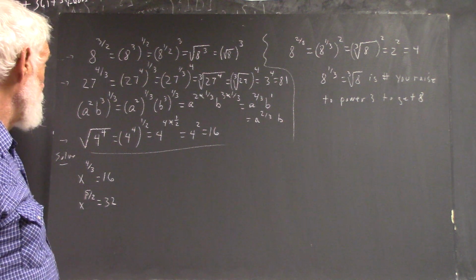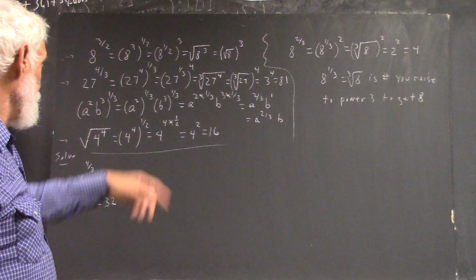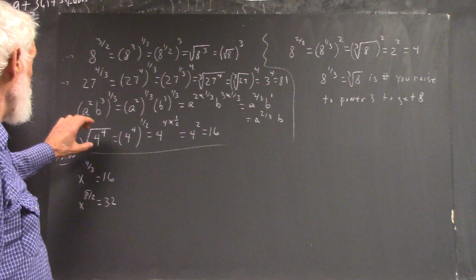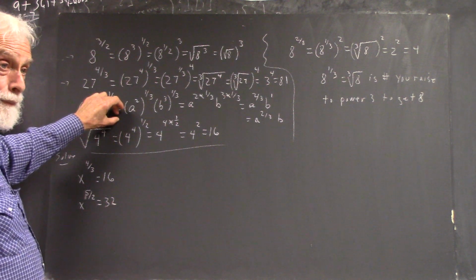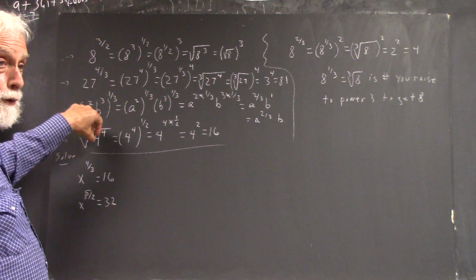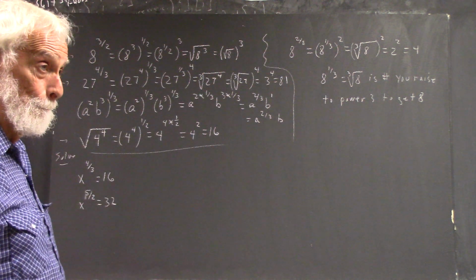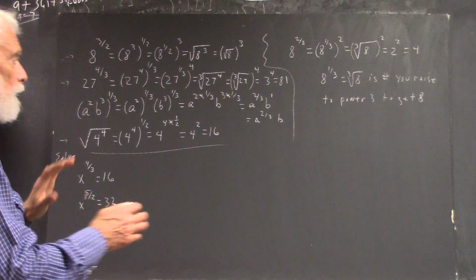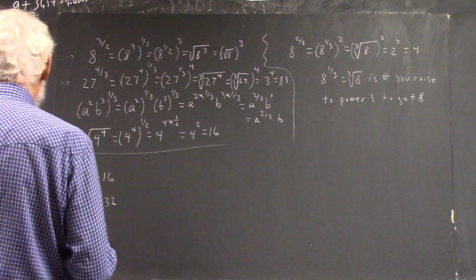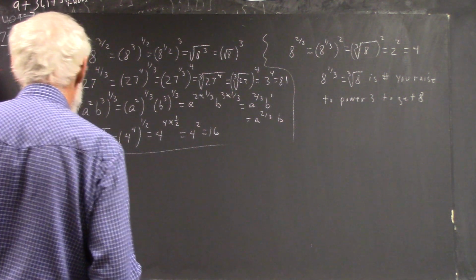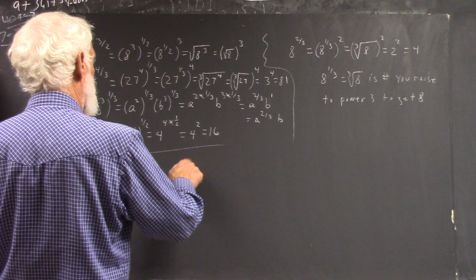And the way to get that is like this. You could have also written it as square root of 4 raised to the 4th. Square root of 4 is 2, and 2 to the 4th is easily calculated to be 16. Okay? They're always alternative numbers. Okay, well, let's take this one.